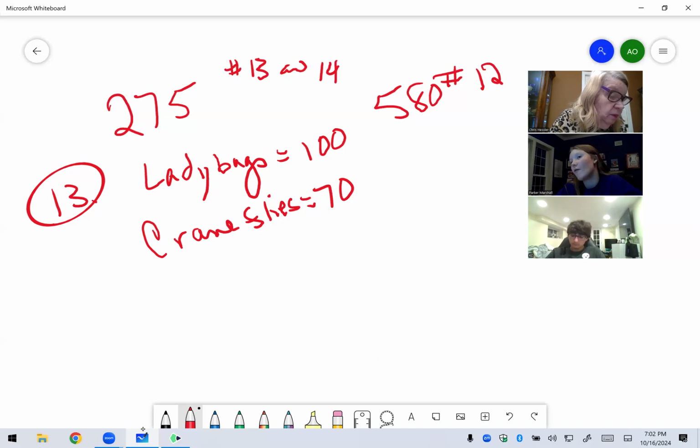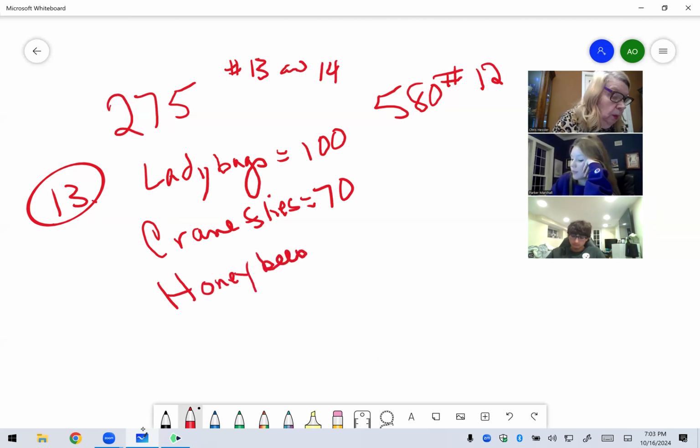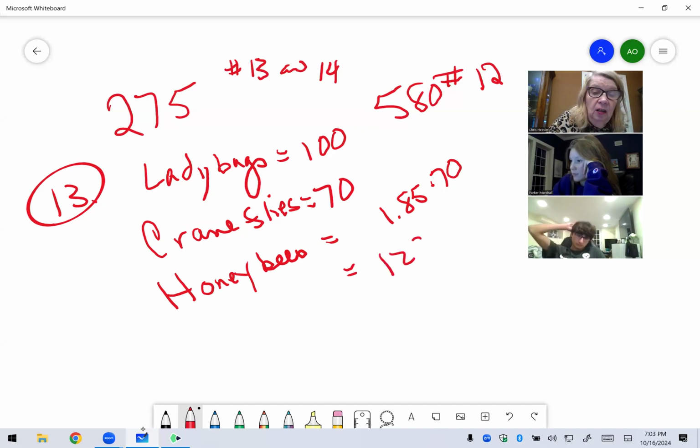So the number of honeybees is 1.85, because we put the 1 in there, times the crane flies. And so we're going to get a lot of bees. We're going to get 129.5. I multiply these two numbers. So we have a lot of honeybees.